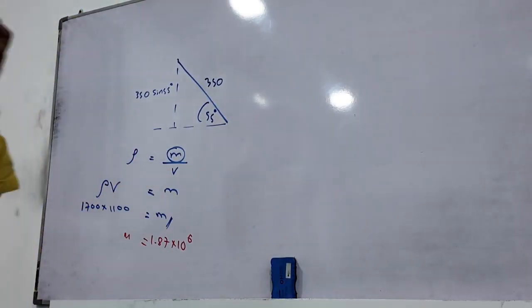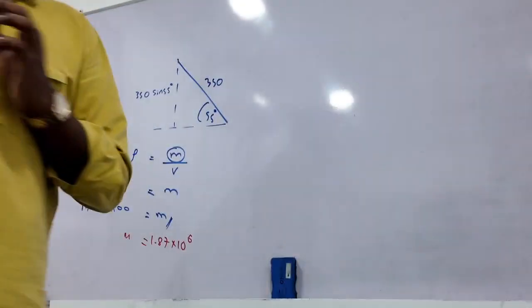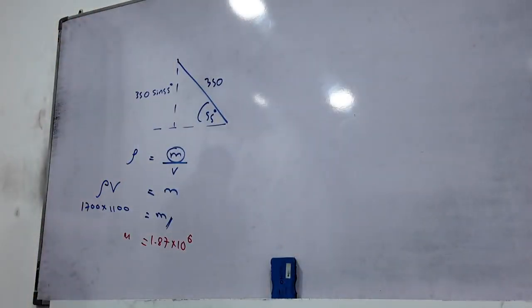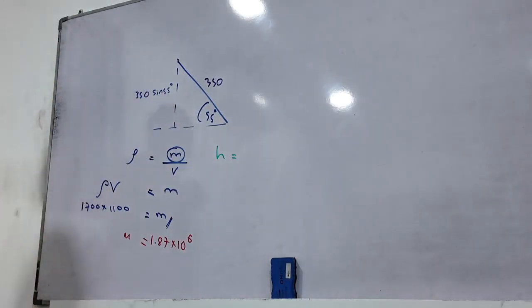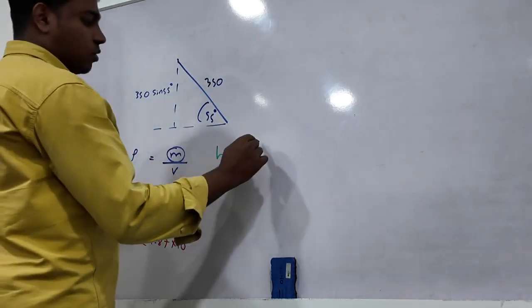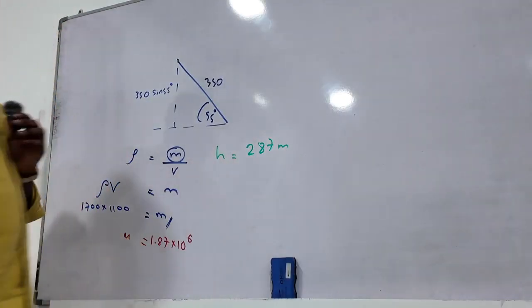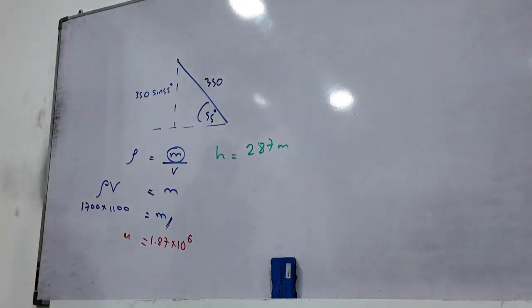So then, next, you get the mass like that. Then height 350. What is 350 sine 55? Here 287, no? Yes, 287 meters. Then next, what should we do? We should calculate mgh. We can calculate the gravitational potential energy, right?